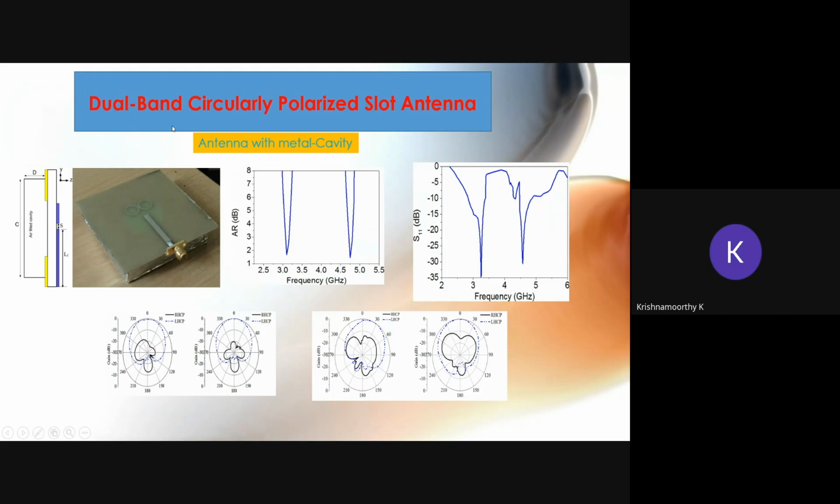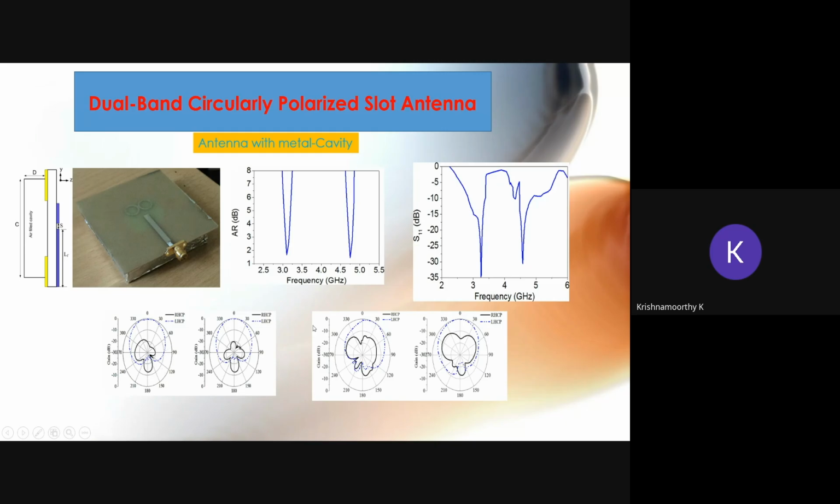Okay. So this is the dual band circularly polarized antenna with metal cavity here. We have connected the metal cavity to one side of the antenna to reduce the backward radiation. This is the side view of the cavity connected to the antenna. You can see that the axial ratio and the impedance bandwidth are not affected because of the cavity loading, but we can improve the radiation characteristics for the circularly polarized antenna here.